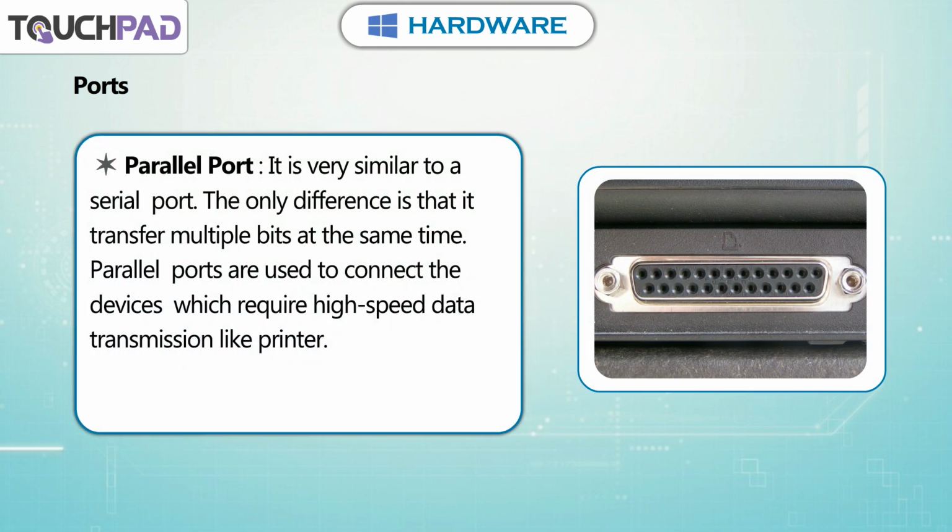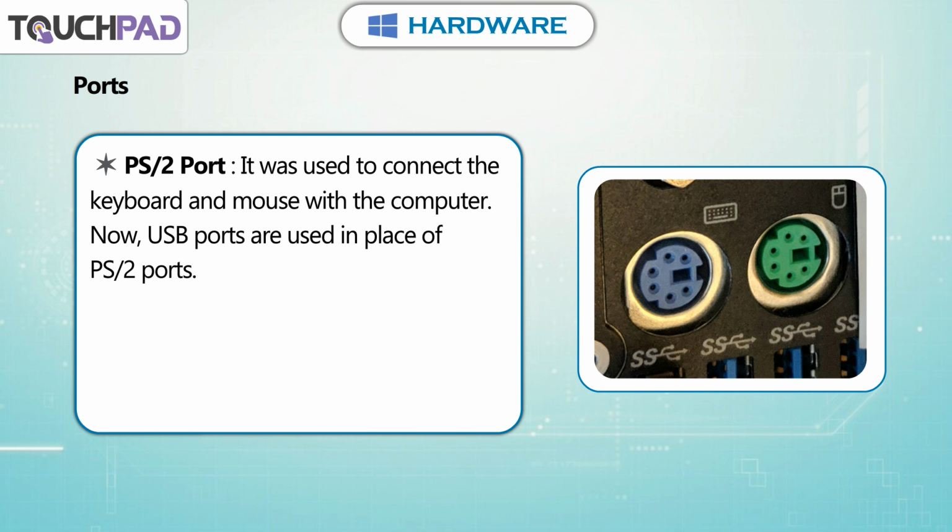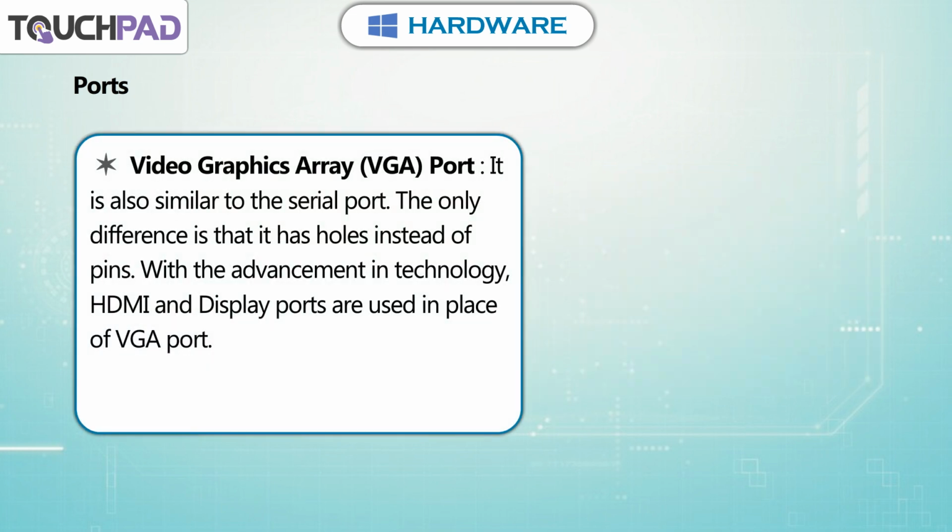Parallel port. It is very similar to a serial port. The only difference is that it transfers multiple bits at the same time. Parallel ports are used to connect the devices which require high-speed data transmission like a printer. PS/2 port. It was used to connect the keyboard and mouse with the computer. Now, USB ports are used in place of PS/2 ports.